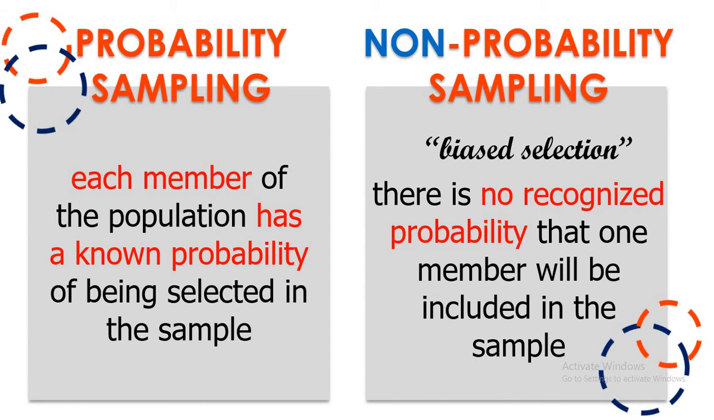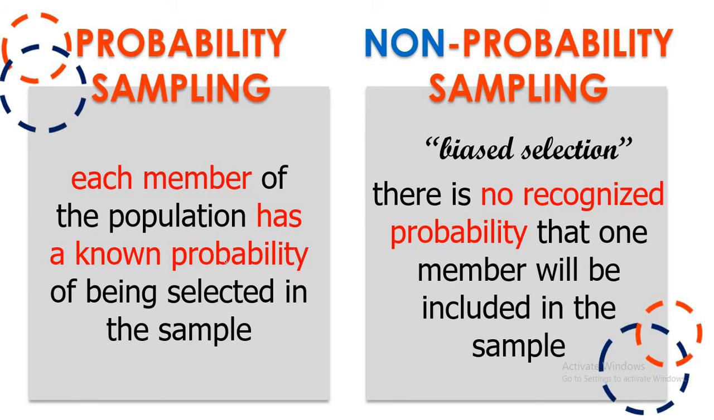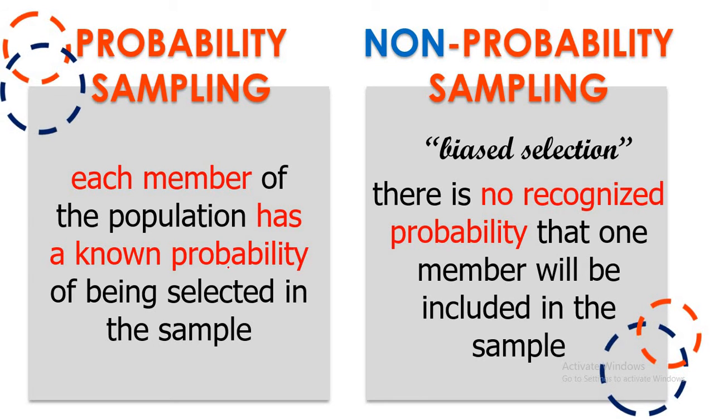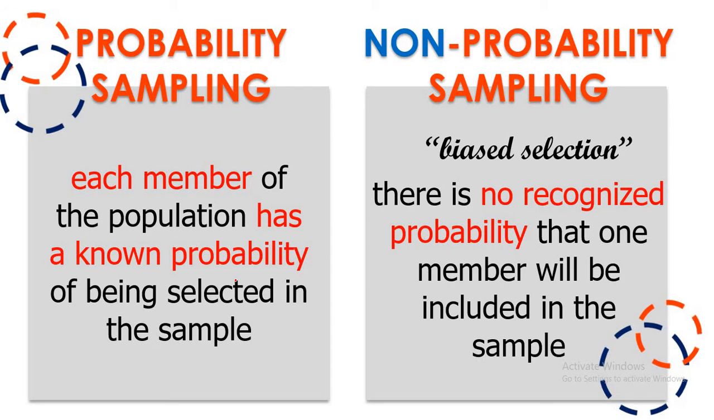Now we have two major types, probability and non-probability sampling. In probability sampling, each member of the population has a known probability of being selected in the sample. This is also a type of sampling wherein each member of the population has equal chances of being selected as a sample. Most of the time, probability sampling is preferred in quantitative statistics.